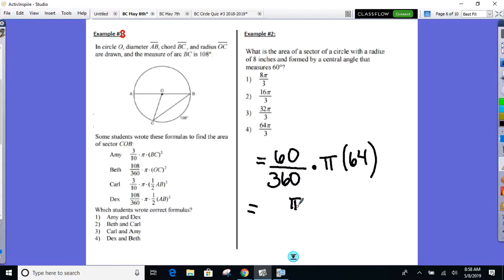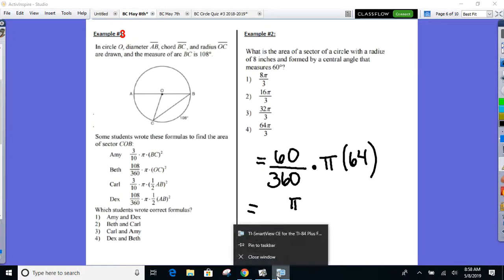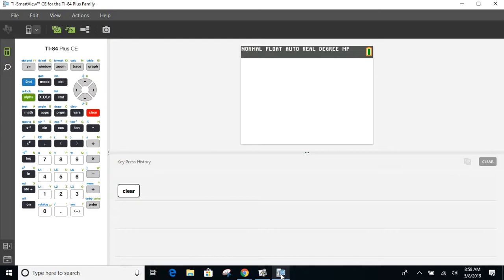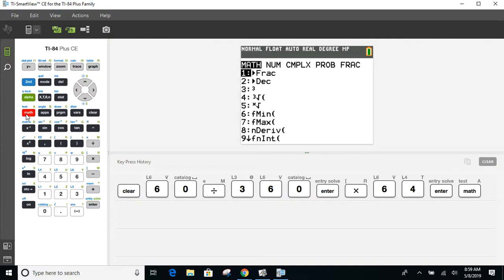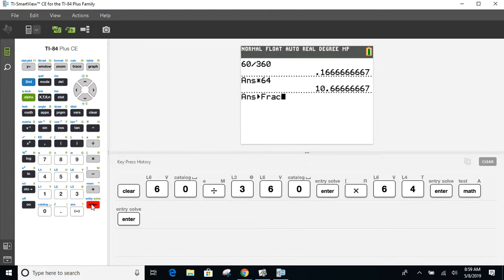Some of you may be getting a decimal answer. Do we need to cover how to turn that back into a fraction? Okay, no problem. I wish they wouldn't have done this stuff in the old middle school, but it's fine. So everyone's doing 60 divided by 360, and then multiplying it by 64. How do I turn that back into a fraction? You've got a math button on the left-hand side. Hit your math button. The first option says change whatever you have back to a fraction. It will do so and tell you 32 over 3.